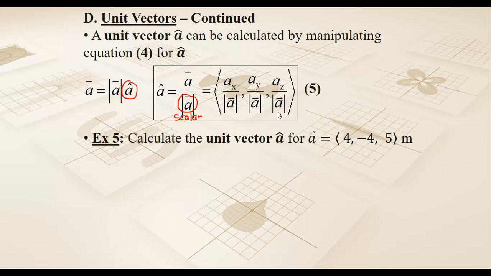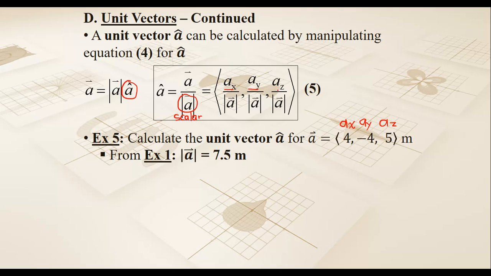Okay, so let's go back to our very first vector that we started off with. Vector A as an ordered triple is 4, -4, 5. And let's say we want to figure out what the unit vector is for that vector. That's the vector from slide number 1. Now, from that vector, in example 1, we determined the magnitude of the vector is 7.5 meters. So what I'm going to do is calculate the unit vector by taking AX, AY, and AZ.